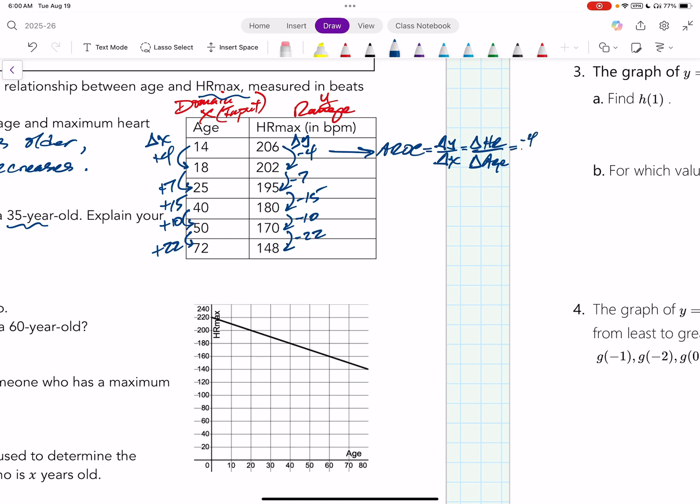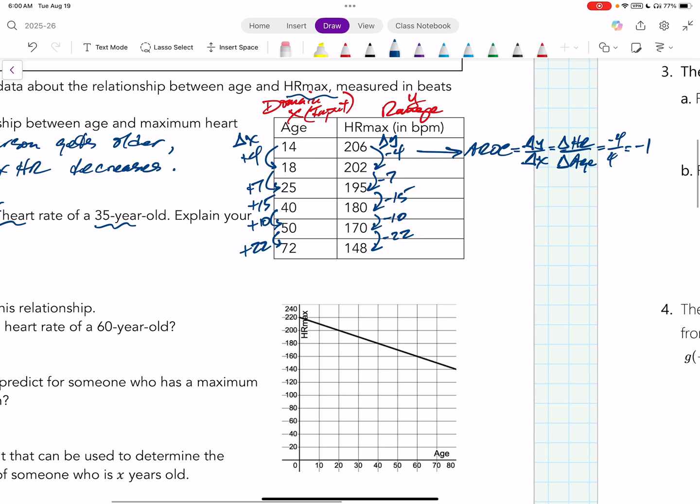And obviously -4 divided by 4 is -1. So this is a decrease of 1 beat per minute per year. -1/1 is -1, or a decrease of 1 beat per minute per year. So these are beats per minute, BPM, per year. -1/1 is the same as -1. Is that the same? Is it constant through the table? Well, let's take a look.